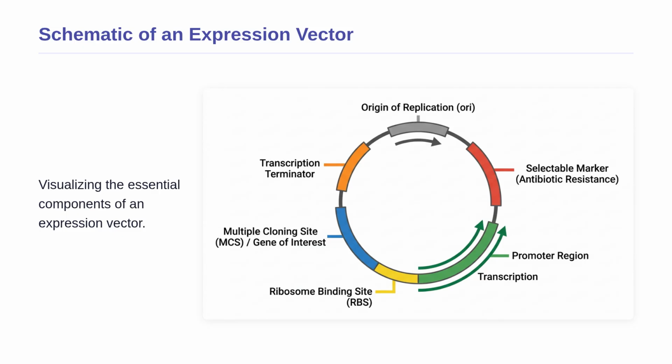But the true power lies in the expression machinery, the green promoter region and the yellow ribosome binding site. These sit right before the blue multiple cloning site, where we insert our gene of interest. Finally, the orange transcription terminator ensures the protein manufacturing stops at exactly the right point.